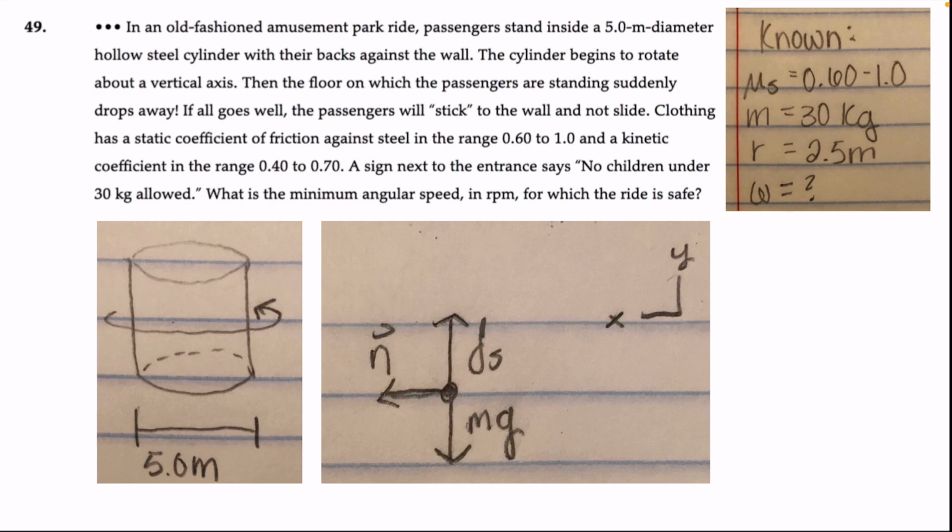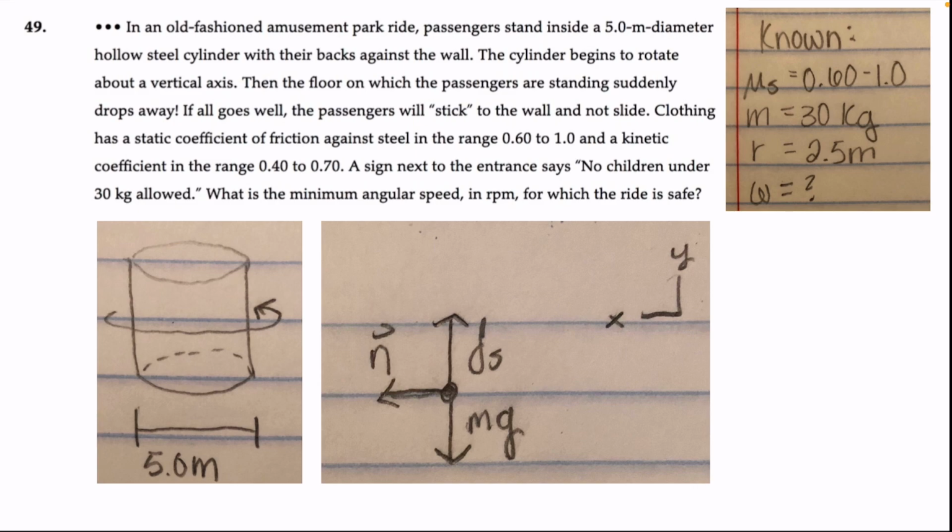You can see on the right is a free body diagram for what one of the people in this ride, what forces they would be experiencing. Notably, the normal force is perpendicular to the surface, and that normal force is what's going to be accounting for the people's circular motion, while that force of friction opposing mg is what allows people to not slip.